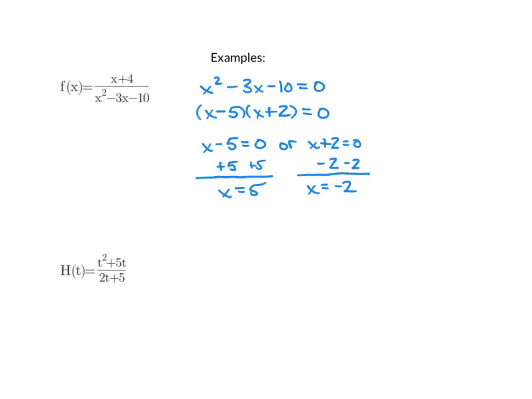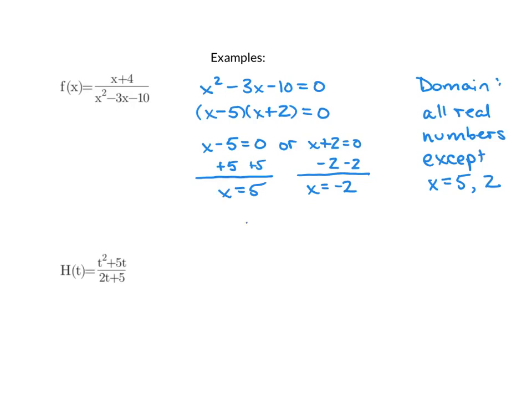And now we want to go ahead and interpret this. So our domain is all real numbers except x equals 5 and negative 2. Another way that you can write this is you can use the not equal sign. This says x is not equal to 5 or negative 2.